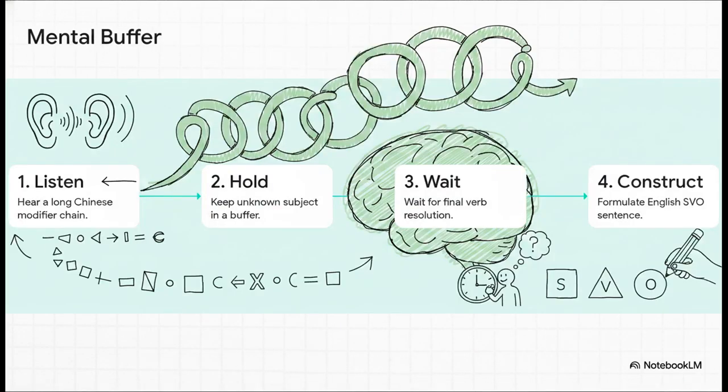And remember that tortuous, context-building sentence structure we talked about? Because Chinese often hides the main verb at the very end of a long chain of modifiers, interpreters have to utilize incredible short-term memory. They literally have to suspend all that incoming information about the unknown subject in a mental buffer, waiting patiently for the sentence final verb resolution so they can finally construct their standard English subject-verb-object sentence.